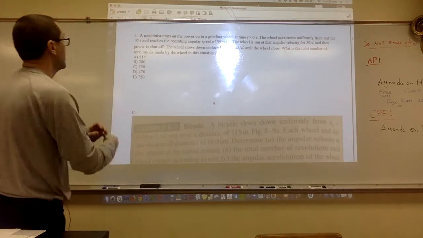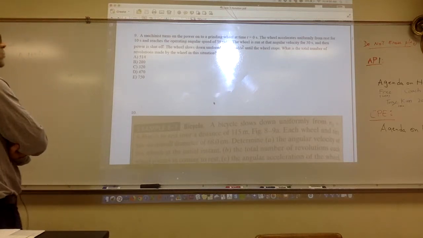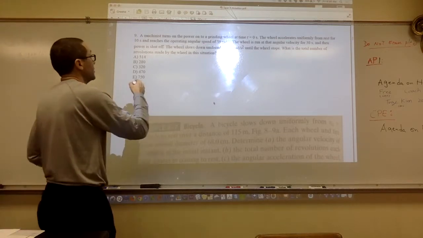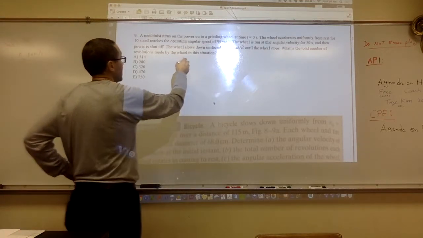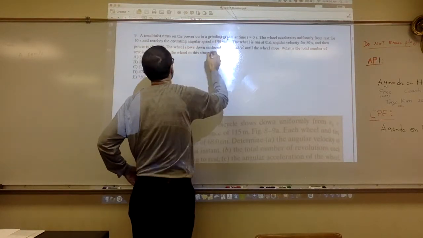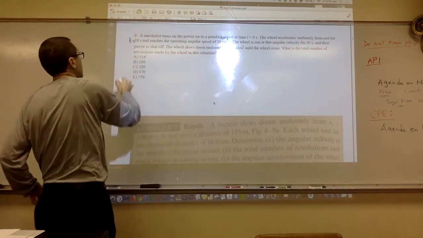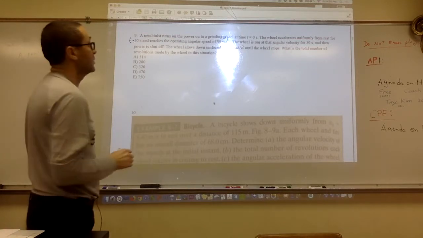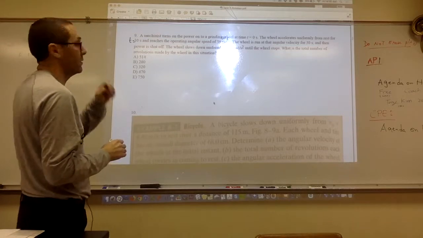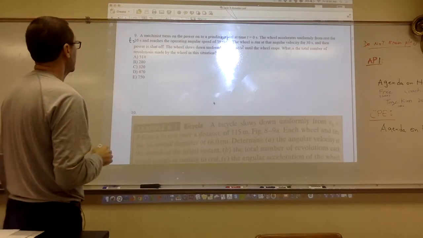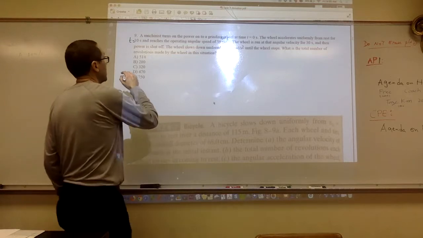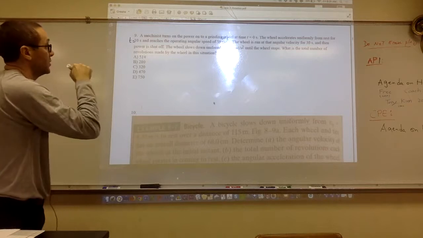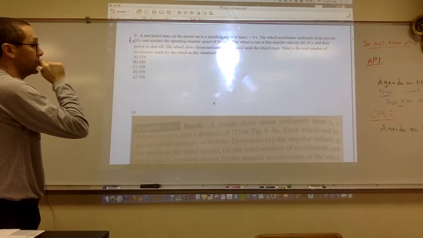Okay, a machinist turns on the power to a grinding wheel at t equals 0. The wheel accelerates uniformly from rest in 10 seconds and reaches an operating angular speed. So this is the omega final. That's the time. The wheel is run at that angular velocity for 30 seconds, and then power is shut off. Okay, so we're trying to find how many revolutions. So I think we should find how many radians and change it later by dividing it by 2 pi.